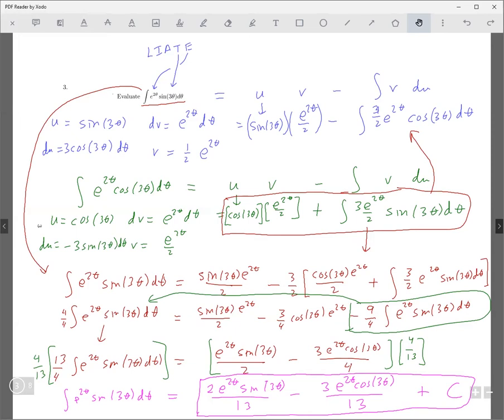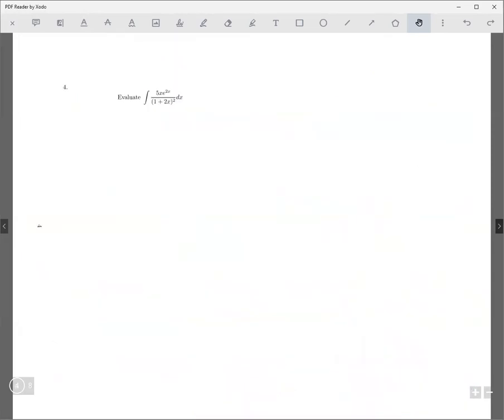Okay, so there's that one there. Number 3. That was done kind of an interesting way. Number 4 is also kind of an interesting problem. Here's where things sort of fall apart, as far as here's why the LATE rule doesn't always work.